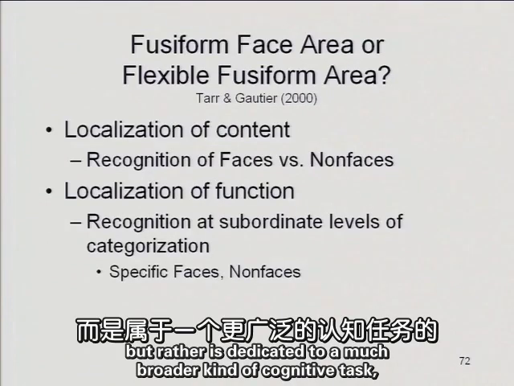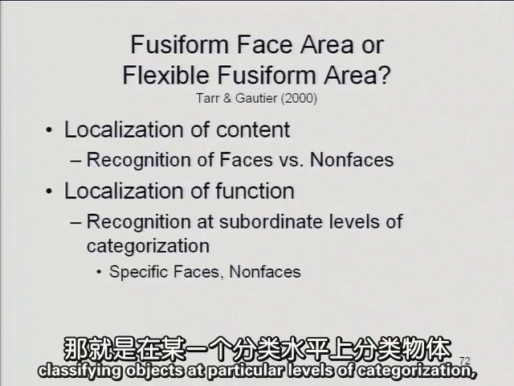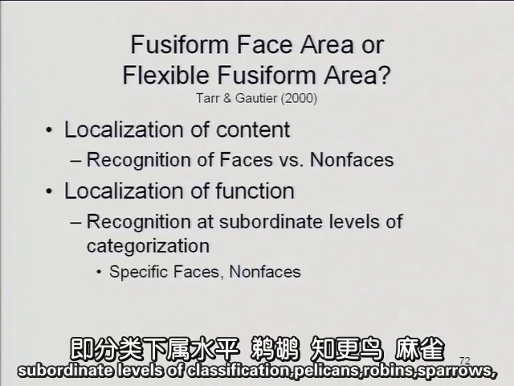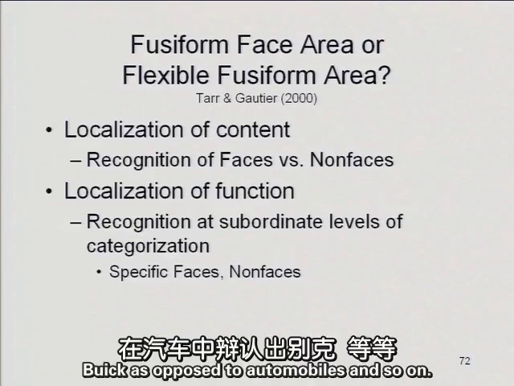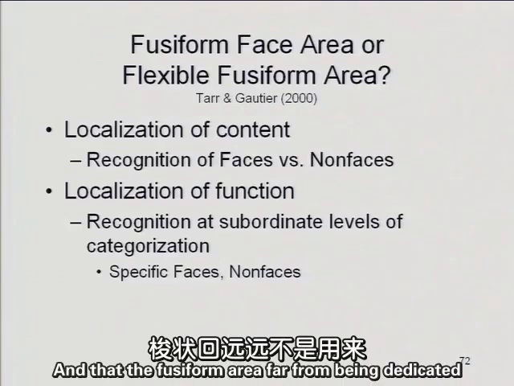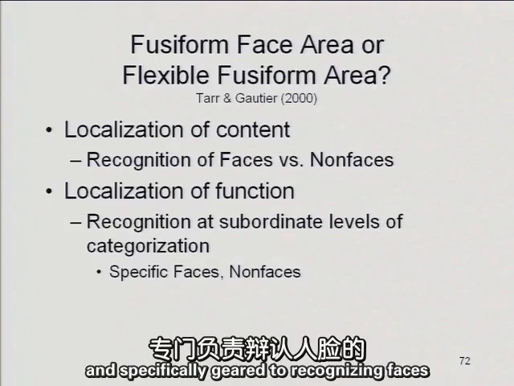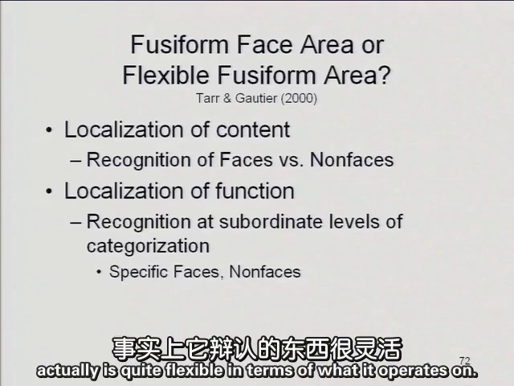but rather is dedicated to a much broader kind of cognitive task, classifying objects at particular levels of categorization, subordinate levels of classification, pelicans, robins, sparrows, greebles of particular kinds, Buicks as opposed to automobiles, and so on, and that the fusiform area, far from being dedicated and specifically geared to recognizing faces, actually is quite flexible in terms of what it operates on.